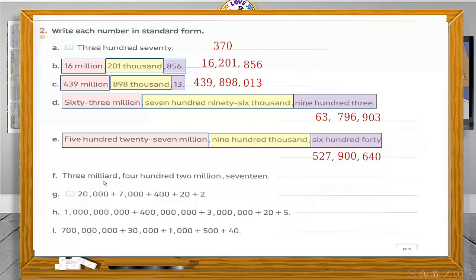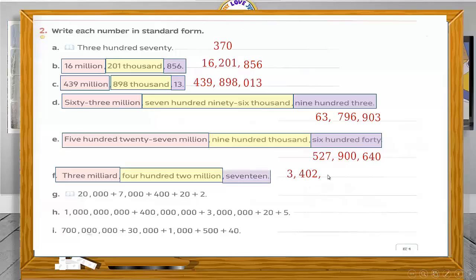3 milliard. You should understand, if you see milliard, that means when you write standard form, put 4 periods. 3 milliards, 402 million. After a milliard we have million, after that we have thousands, but here we don't have any number in thousands place, so put 3 zeros in the thousands place, 3 zeros. And in the last period we have 1700, we have 0 in hundreds place.